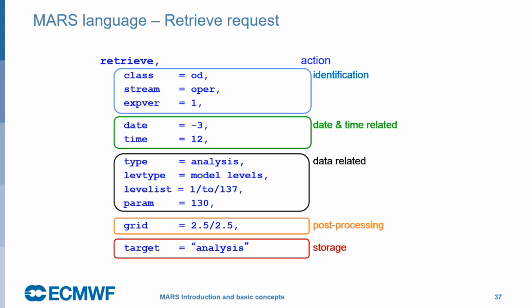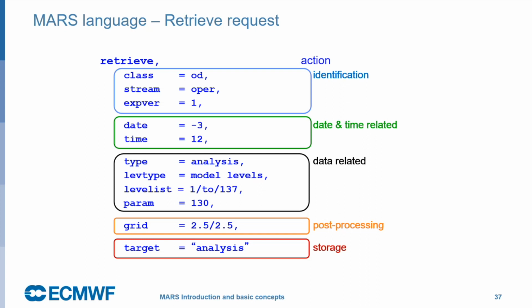And then you go to the date and time related variables. So you define a date. You can choose a specific date, or you can use a relative date from today. So in this request, the forecast base will be 3 days before today, -3. And the time can be 0 and 12 in this case. And then we go to the data related query. So we request analysis, so this is type analysis. If you want forecast, then type is forecast.